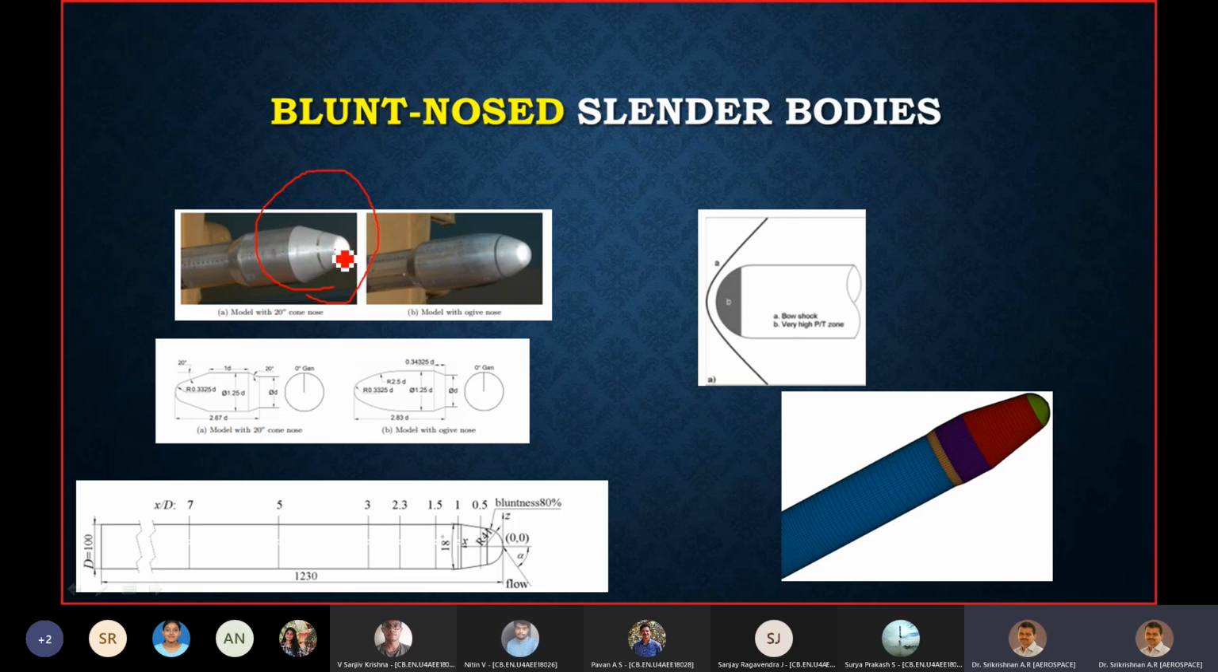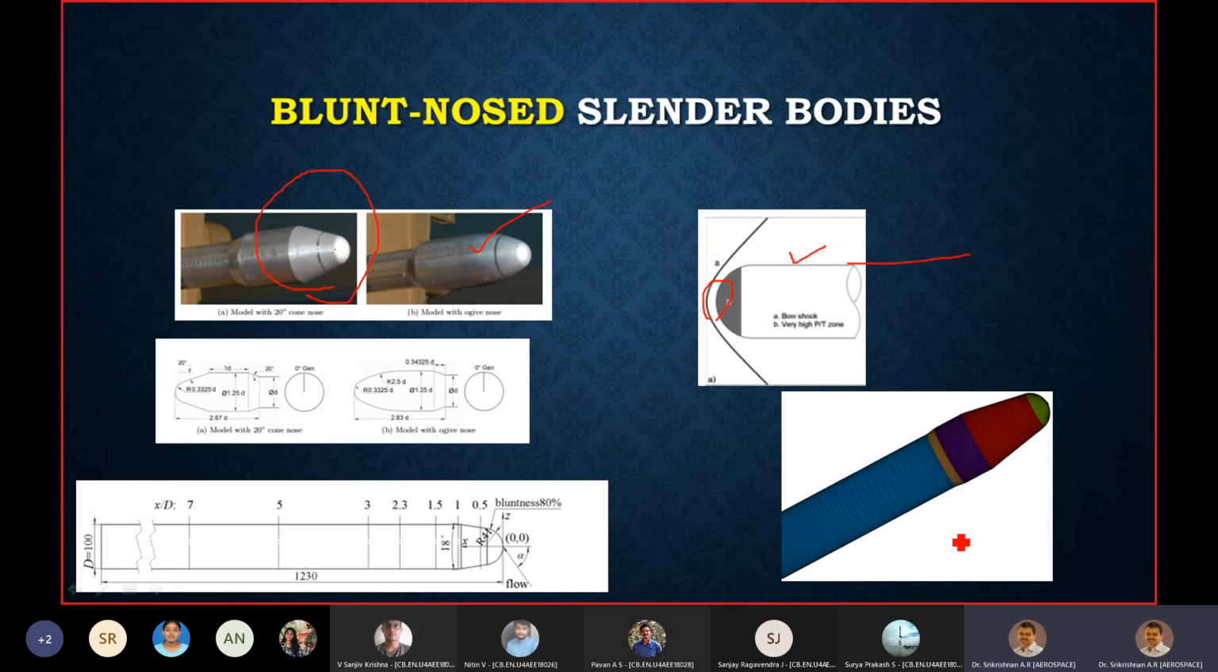So you can see that the nose is blunt, but the body can be considered slender because its length is much higher than the diameter. So all these are examples of this. Here only part of the length is shown. It's actually a long body. So this is also a blunt nosed slender body.